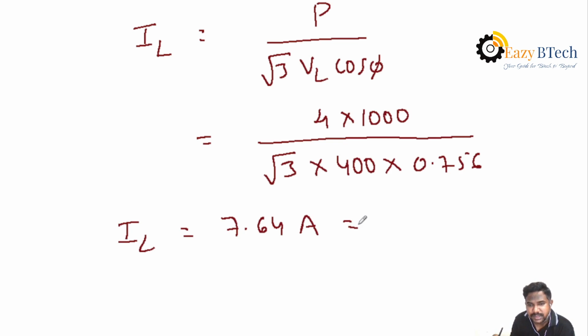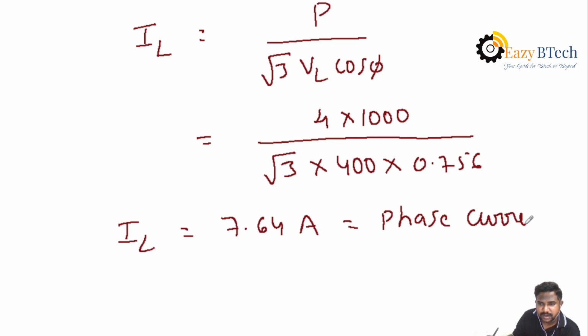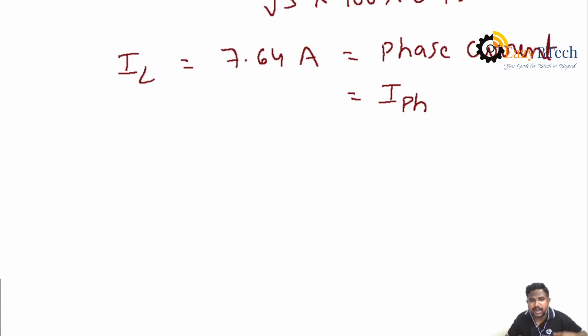The given system is a star connected system. We already know in star the line current is equal to the phase current. That's why the same value is also the phase current. Both values are equal, IL equal to IPH. In star connection, the line current is equal to the phase current. Then after finding the IL value, we know the line voltage, and from that we can find out the phase voltage.